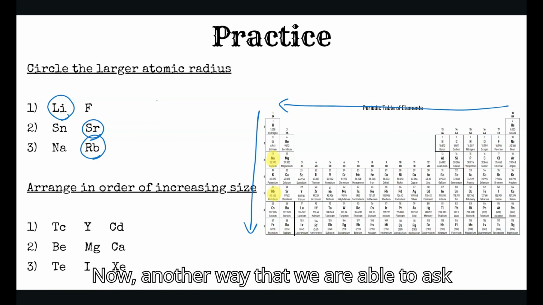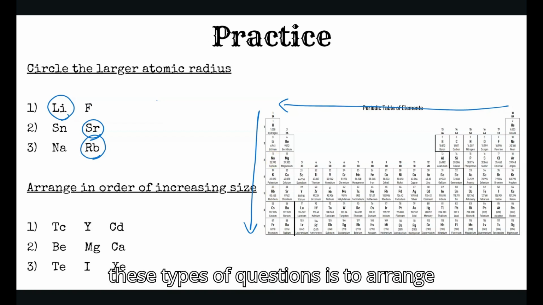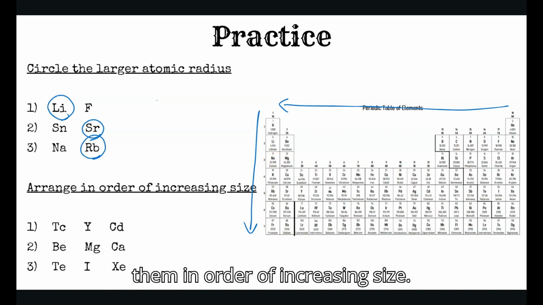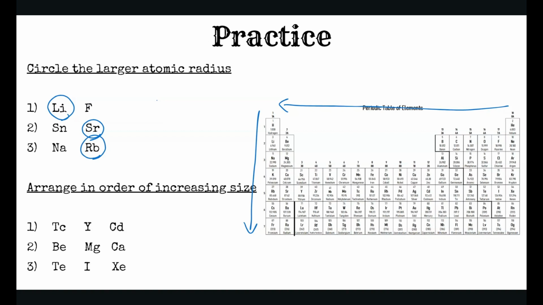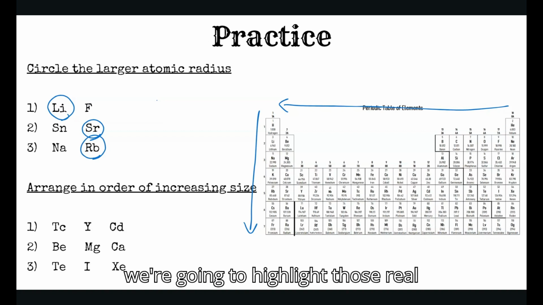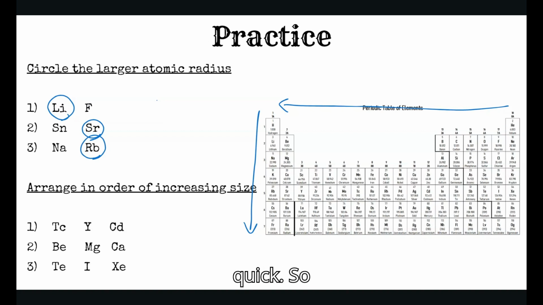Now, another way that we are able to ask these types of questions is to arrange them in order of increasing size. So we have our Tc, Y, and Cd. So we'll go ahead and highlight those real quick. So we have our Y, we have our Tc, and we have the Cd.